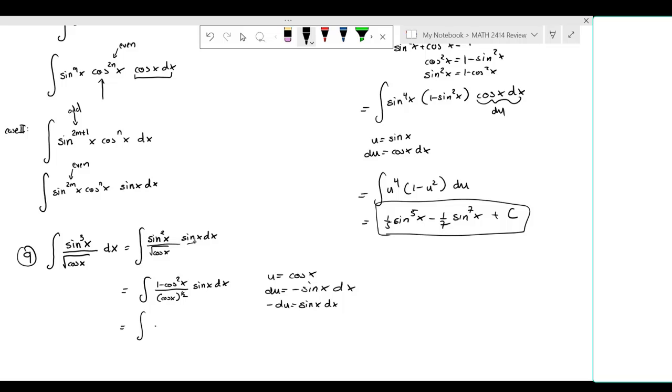All right, so 1 minus u squared, u to the half, and then becomes negative du. All those signs are terrible. So u squared minus 1. And of course, we only have one term in the denominator, so we just divide the two terms in the numerator by that one term in the denominator and simplify.